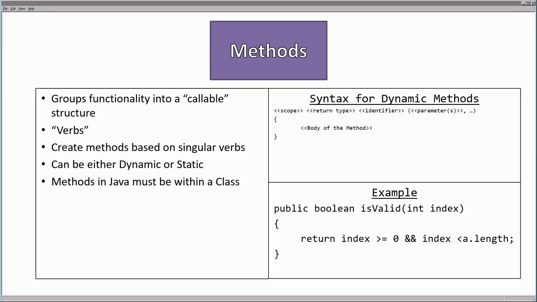An example of a particularly useful method would be this one below. Public boolean isValid, passing in an int index. What this does is return whether or not an index is valid for some given array. So we know with arrays, it starts with the index 0 and ends at the length minus 1. This compound Boolean expression determines if that index is valid for that given array A.